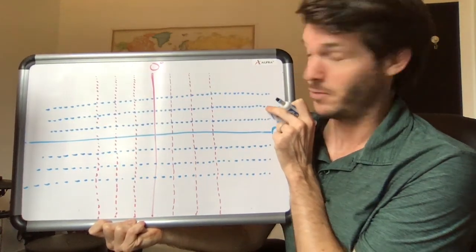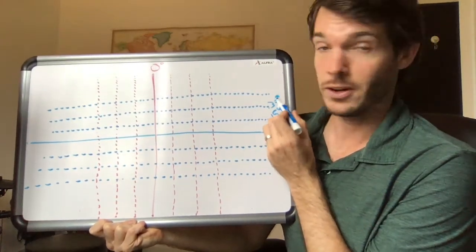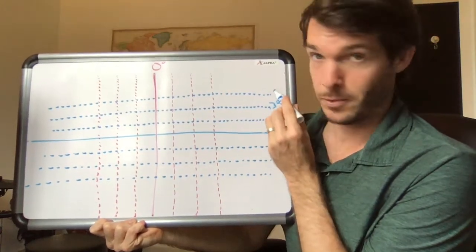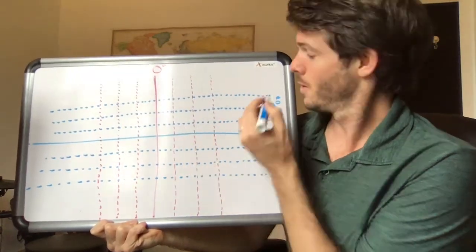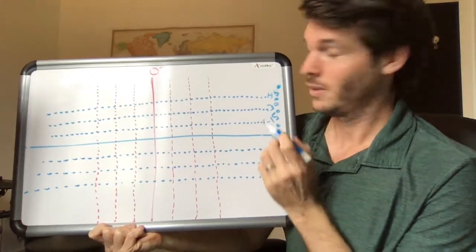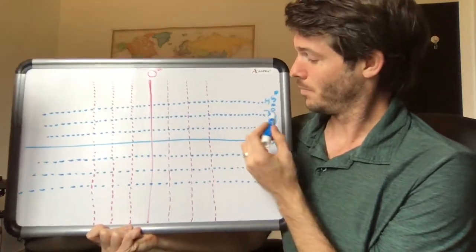If you go up another 15 degrees, we're going to call that 30 degrees, 30 degrees north because it's north of the equator. If you go up another 15 degrees, do the math, you've got yourself 45 degrees north. So this line of latitude is called 45 degrees, and so on.